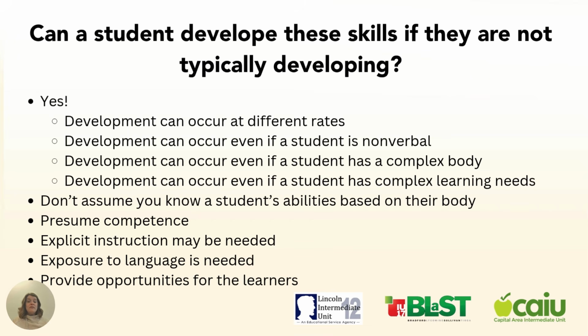Development can occur even if our students have complex learning needs. So our students that are involved still need to be given the opportunity to learn academics. We still need to be doing math instruction. We still need to be doing literacy instruction, because even with complex learning needs and complex bodies, we can still see students learn and develop the abilities. Some individuals are kind of trapped in their bodies. While my body doesn't work, my brain does. And I have a lot of knowledge and I can do these things.